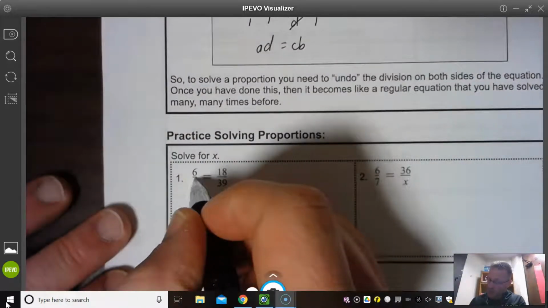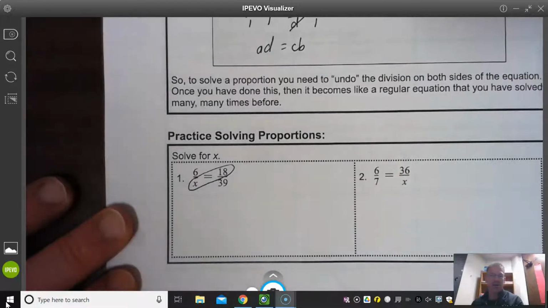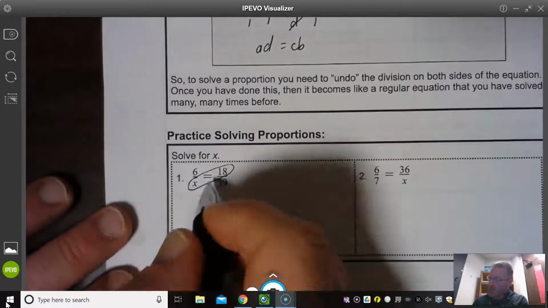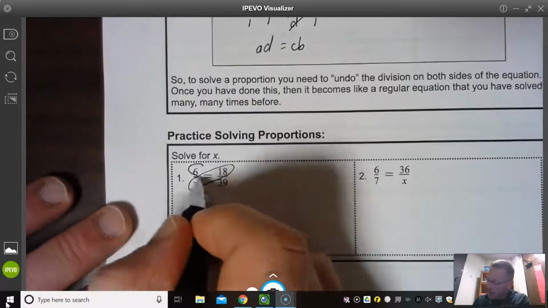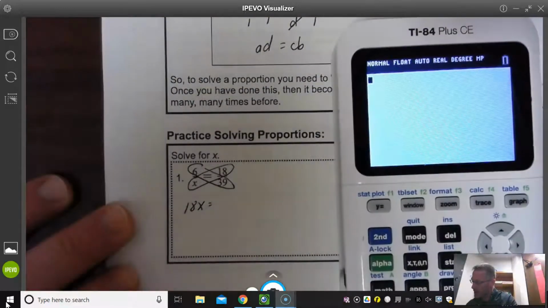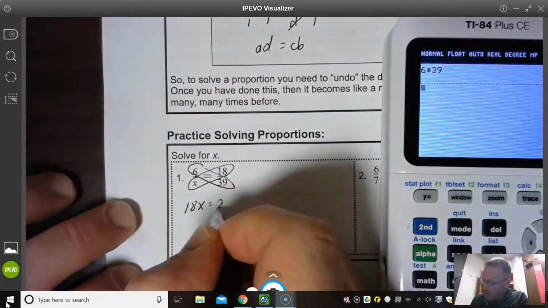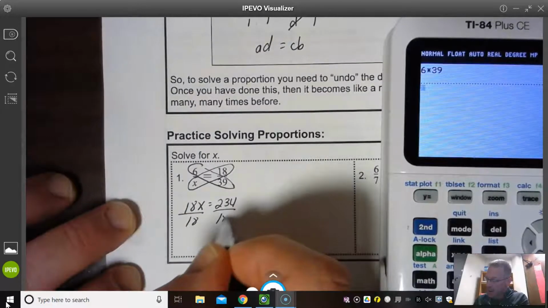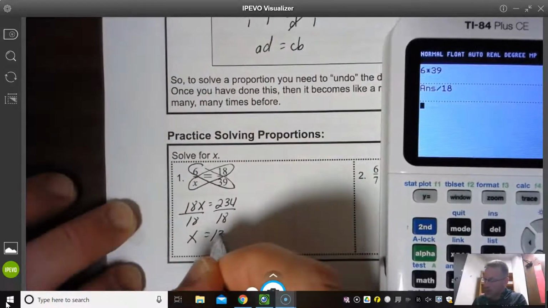All right, so once again, if we do our cross product, it doesn't matter which cross product you start with. I typically, if I only have one variable, start with wherever that variable is. So x times 18 would be 18x. And then I would do 6 times 39, and that's why I wanted to grab my calculator real quick. All right, so 6 times 39 is 234. Then you would divide by 18 on both sides, and you would get 13.